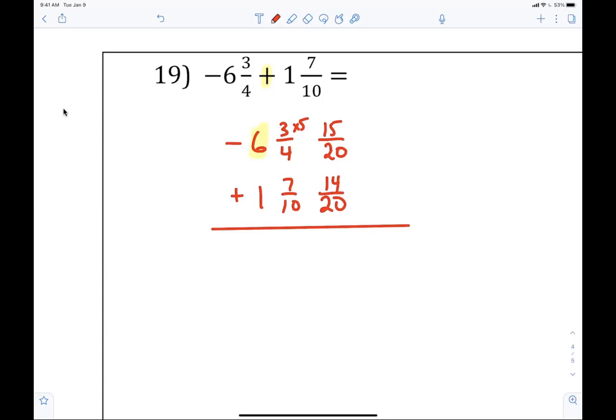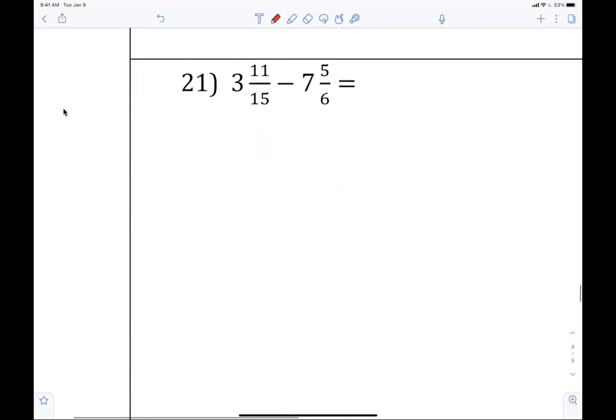All right. So now we just go ahead and subtract. What's 6 minus 1? And 15 minus 14. There you have it. Now, you always have to be careful. Is the answer positive or negative? Negative. There we go. Negative. All right, here we go. Let's knock out 21.